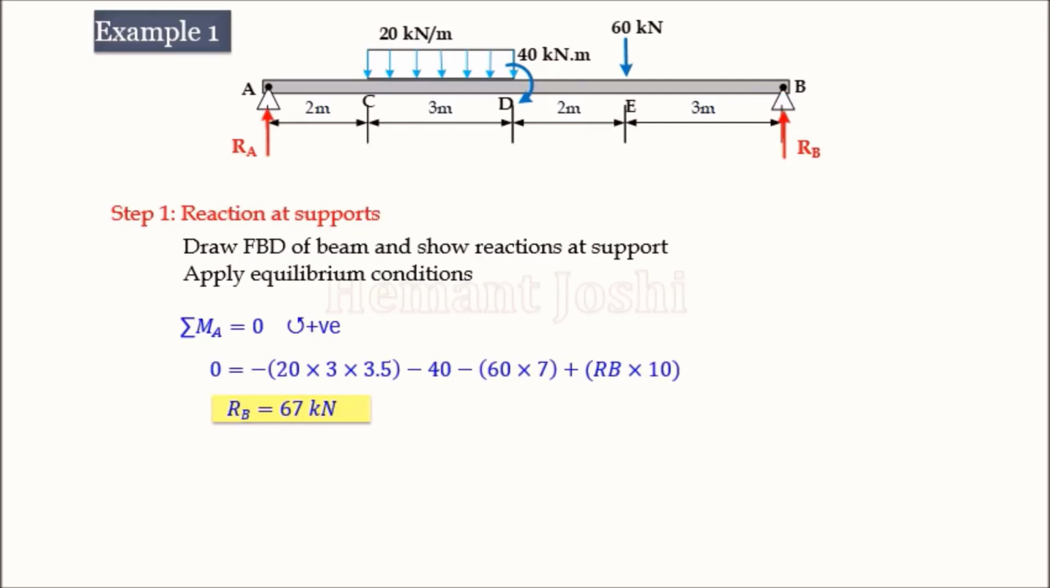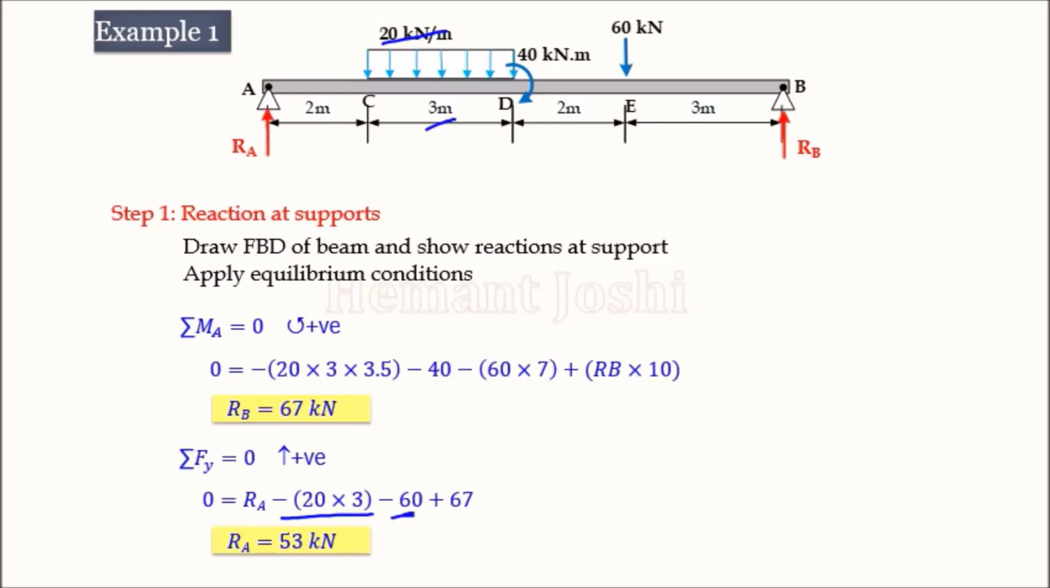Now applying the second condition, summation Fy equal to 0, considering the basic sign convention, upward positive. So RA is positive here because it is assumed upward. Then 20 intensity into distance is my total load. It is going down, so minus is taken. Then the couple will not come in force equations, so that is ignored. And here 60 is downward, so it is taken minus. And our RB answer is there, 67. Solving this, we are getting reaction at A equal to 53.